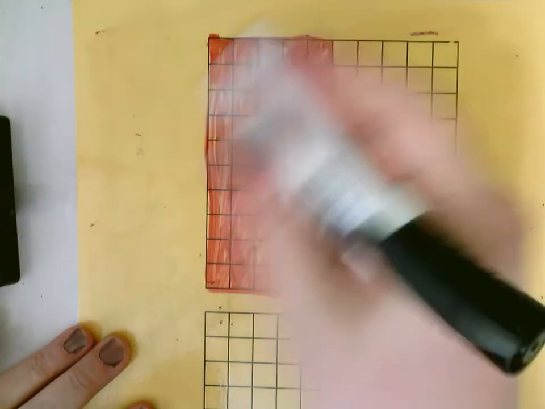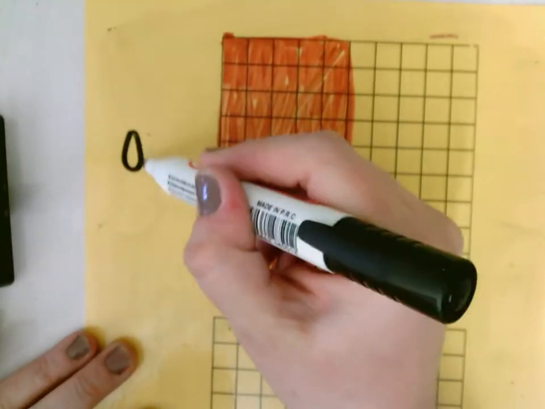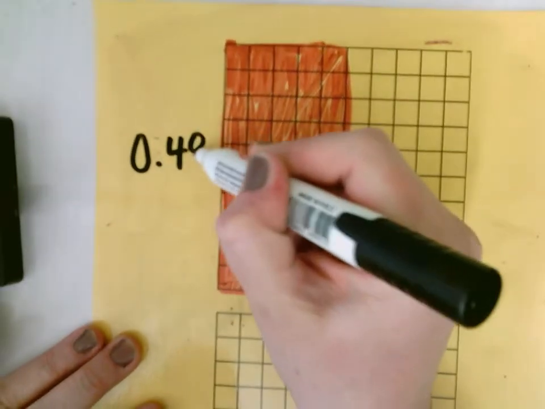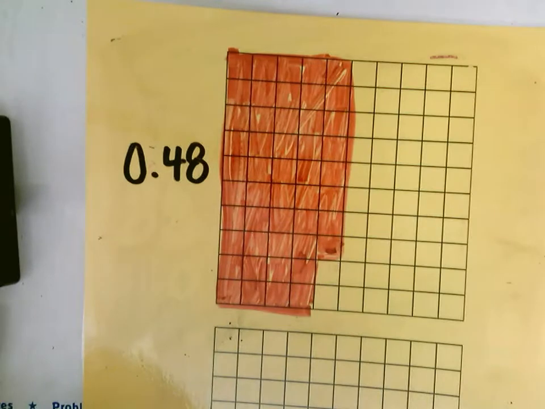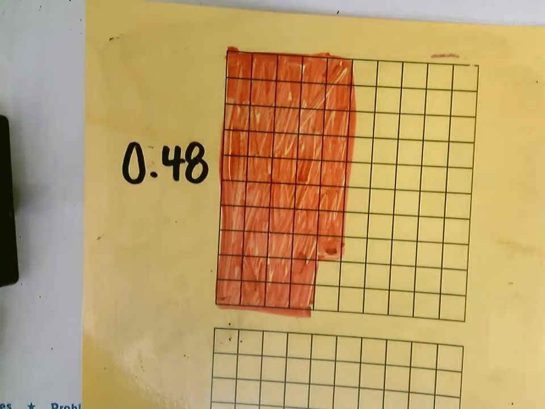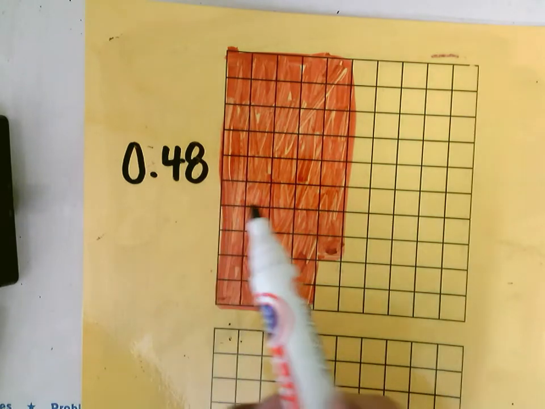So if I was going to write this as a decimal, I would have 48 hundredths. Okay, this is 48 hundredths. If this whole block was 1, this would be 48 hundredths of my block. All right, so I want to write 48 hundredths as a percent.